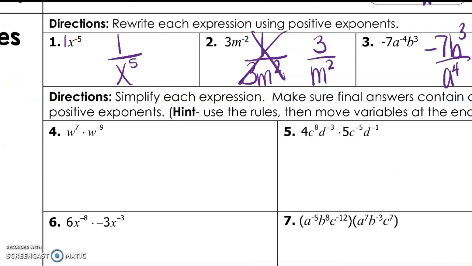So we're going to do the even ones. So we're going to use our rules first, and then we will do the negative. So when we are multiplying, remember we add our exponents. So that becomes w to the negative 2. So then our new rule says we need to move negative exponents to the bottom. So 1 over w to the positive 2. So you want to do all of your regular rules first, and then if you have a negative exponent, your last step would be to move that.